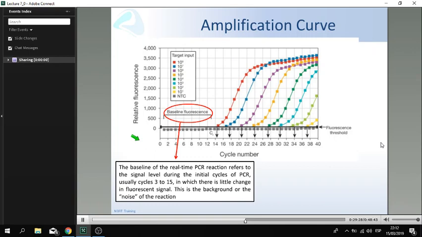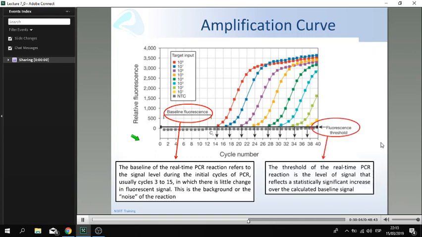So baseline fluorescence that we have here, the black line. Baseline of the real-time PCR refers to the signal level during the initial cycles of PCR. Those are usually cycles 3 to 15, where you don't really see the fluorescence signal increasing because it's so low, because you don't really have enough product yet. So you only made 32 copies, or only hundreds of copies. You still don't have enough signal to be able to see it. It's just masked by the background of the reaction. You don't know what's the background, what's the noise, and what's your signal.